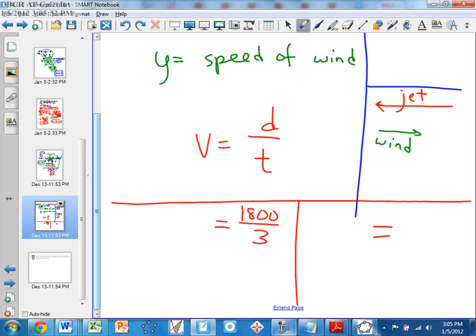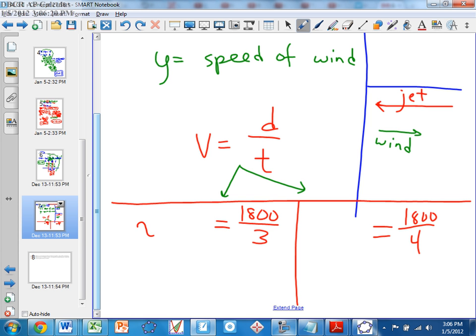I'm using our V formula for both of these. On the way back, it was still 1,800 miles, but how long did it take? 4 hours. Now, on the way there, was the wind helping me or pushing against me? It was helping. So I have the speed of the wind plus my speed together, right?